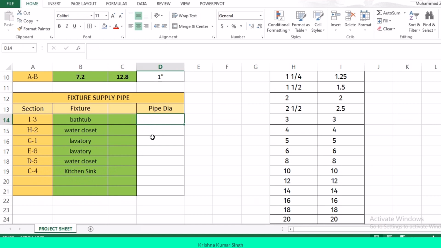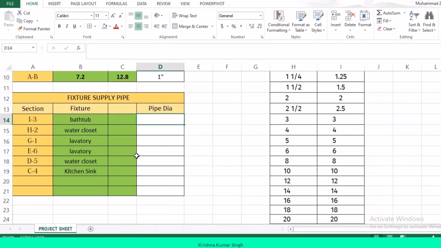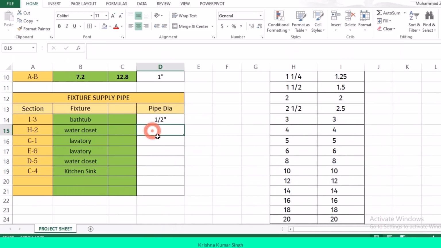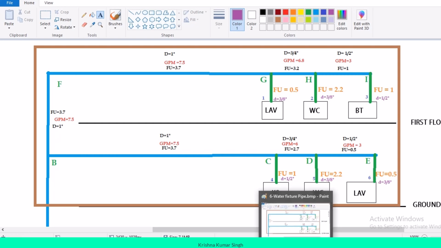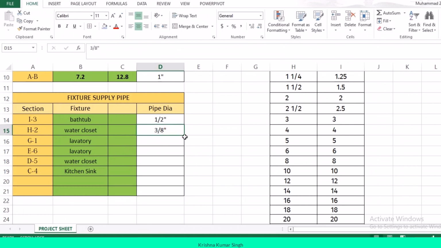Now I will write down the dia over here. I3 has how much dia? I3 1 by 2 inches. Now H2, here 3 by 8 inches. Now G1, 3 by 8 again. E6, again we are coming up with lavatory, 3 by 8 again. Water closet, above we already found out 3 by 8 over here again.